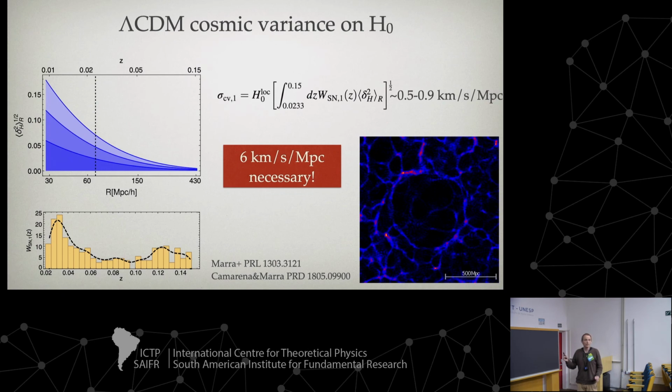First, can the standard cosmology solve this question? In standard cosmology, you do have local voids. They are allowed, it's not forbidden. However, this is called cosmic variance, and it's given by just standard fluctuations. It turns out that it gives at most 1 kilometer per second per megaparsec, very generously at most. But you need 6. So no, standard cosmology cannot do that.